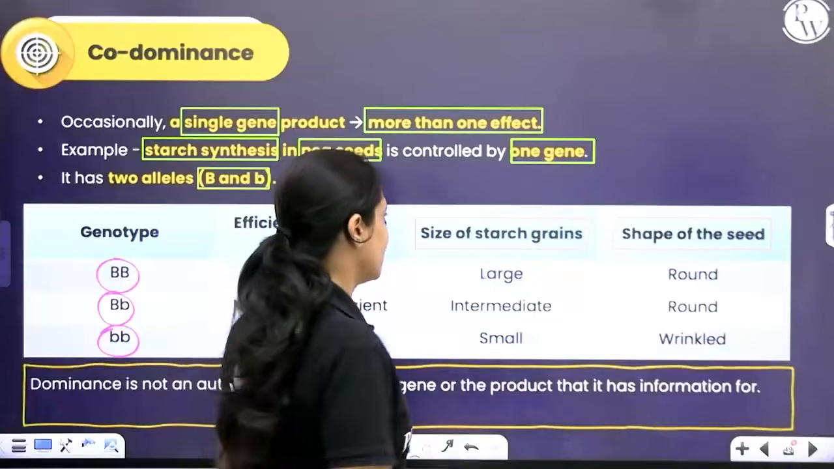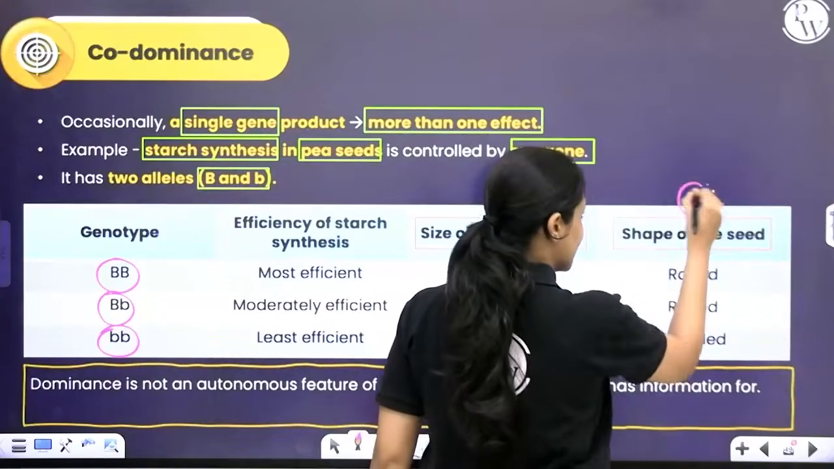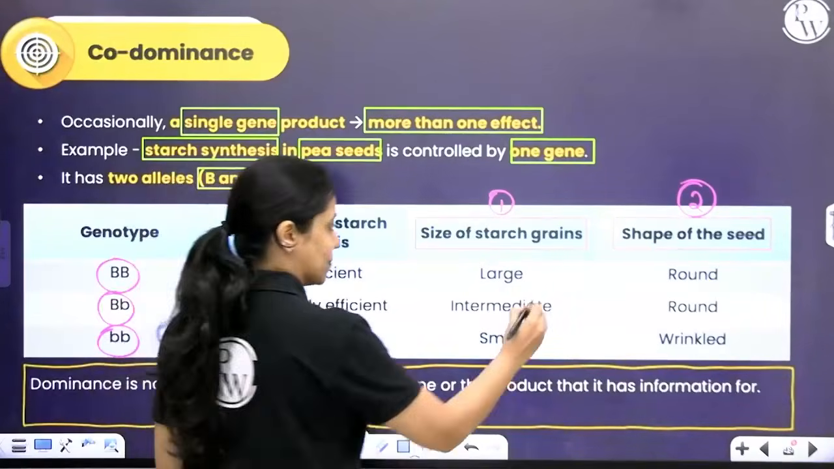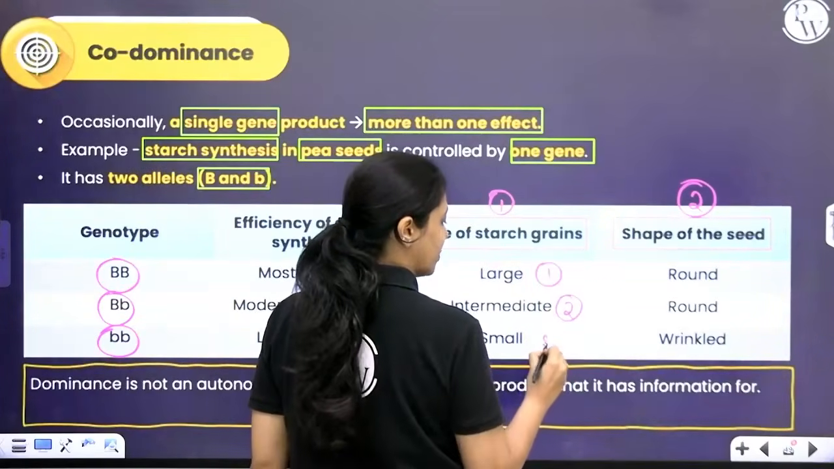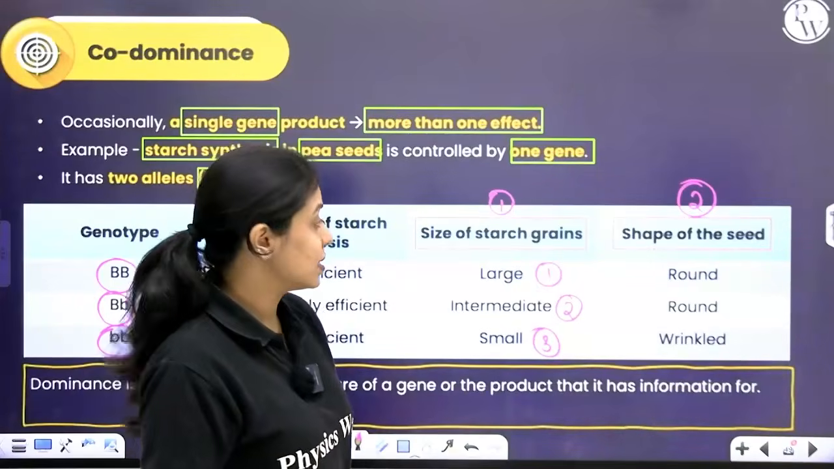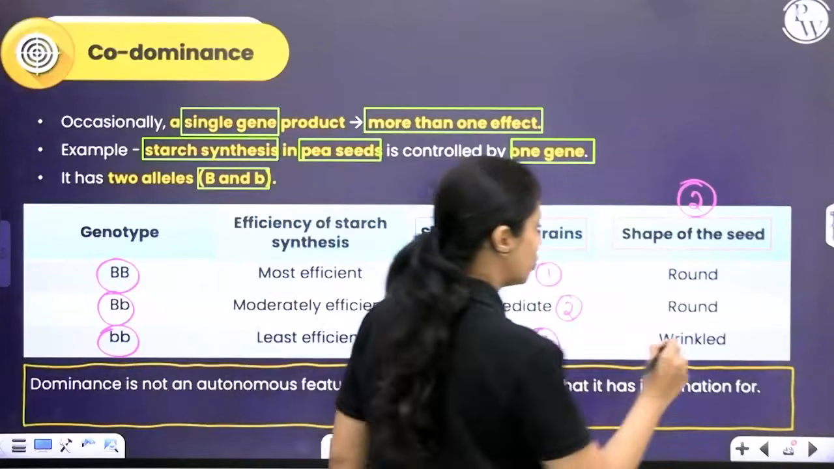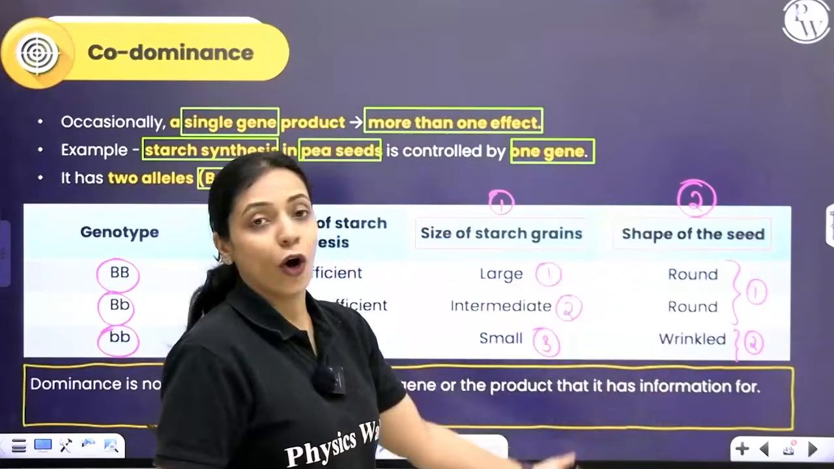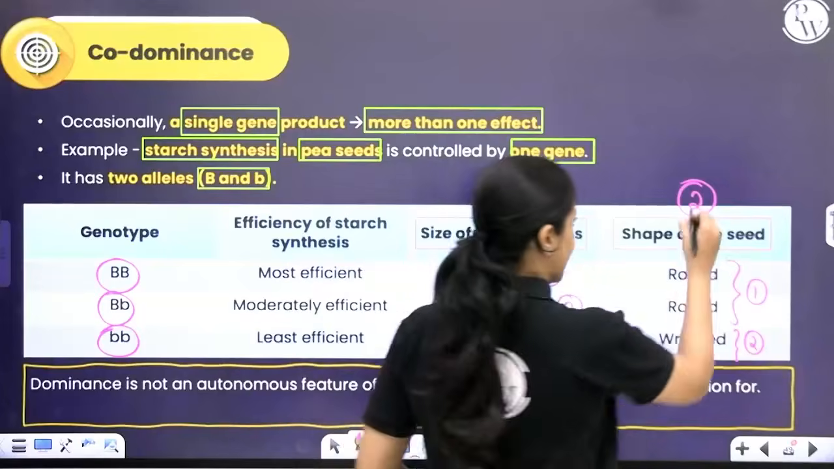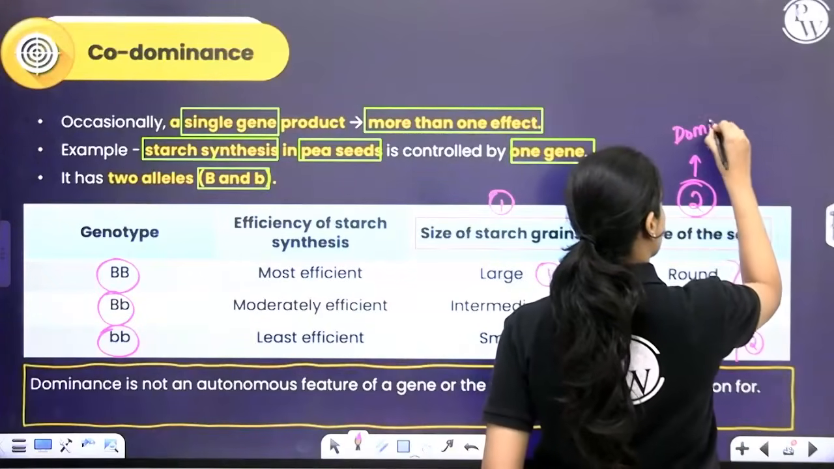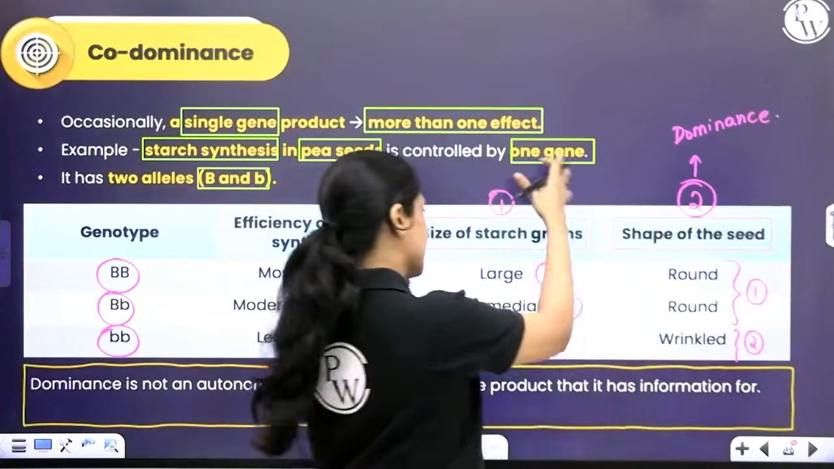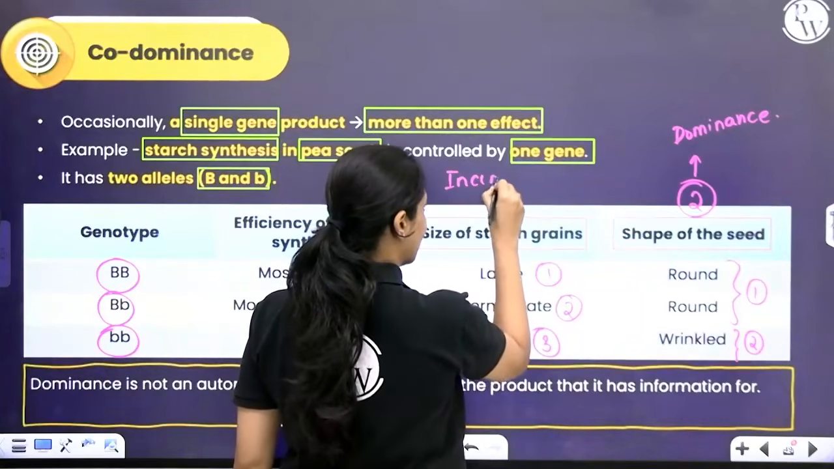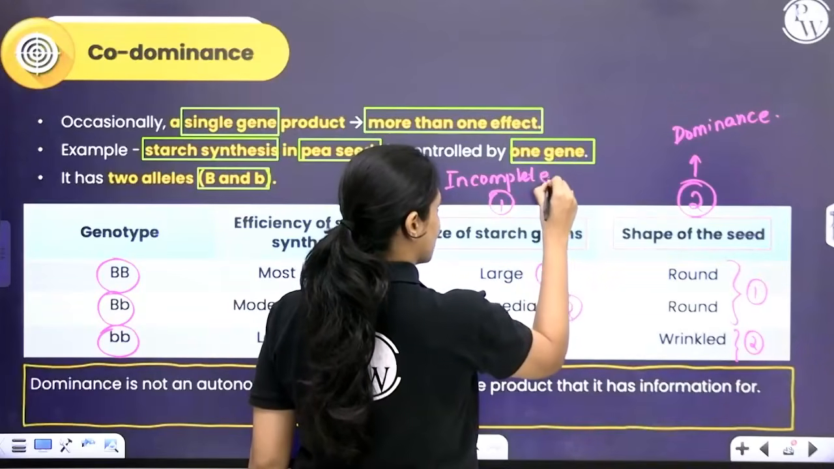Now, it is one gene that is controlling this trait as well as this trait. If you look at size of starch grains, you have three phenotypes. Either it's large or it's intermediate or it's small. If you see the shape of the seed, there are only two phenotypes. Either it is round or it is wrinkled. Now for the shape of the seed, the same gene is exhibiting dominance. If you consider the character size of the starch grains, the same gene is showing incomplete dominance.